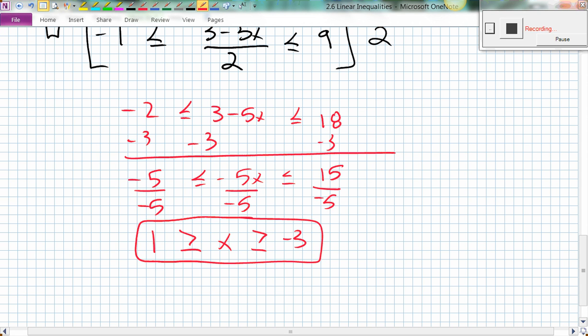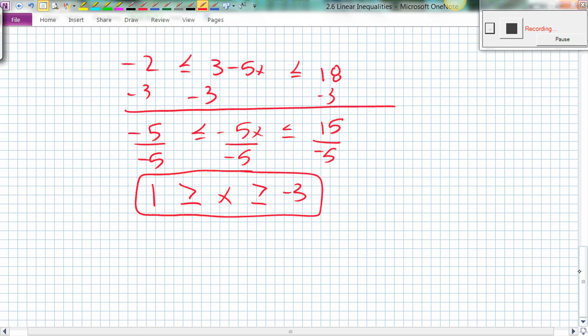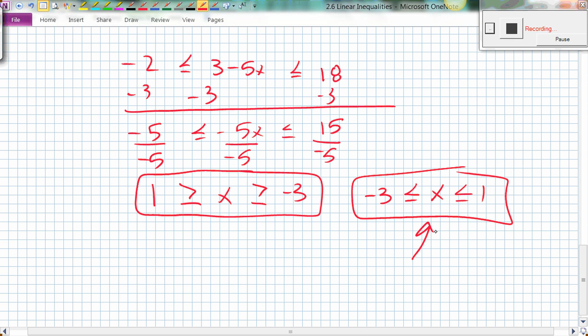Does anyone see why? Laura, what do you think? It's because the negative's on the right-hand side. Technically, this is a true statement. There's nothing really wrong with it. However, I dislike it only because it's not lined up with the number line. I would rather say negative 3 is smaller than x, smaller than 1. This makes more sense to me because negative 3 is to the left of 1 on the number line. So please be aware that you can write it the first way, but I would encourage this one.